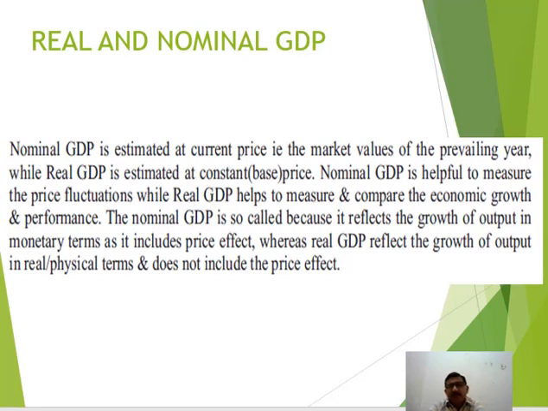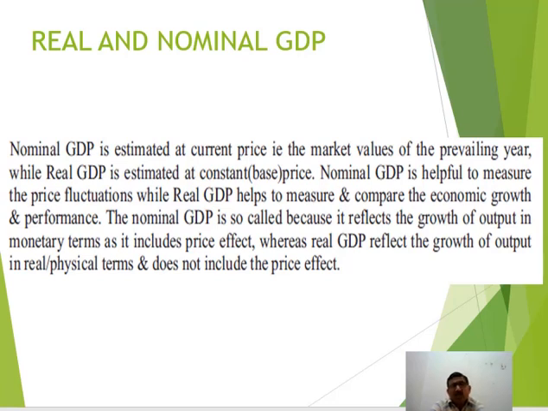I am repeating the meaning of real and nominal GDP. When current year production is multiplied by current year price level, it is called nominal GDP or GDP at current prices. But when current year production of goods and services is not multiplied by current year prices, rather it is multiplied by any previous base year prices, it is called real GDP or GDP at constant prices.